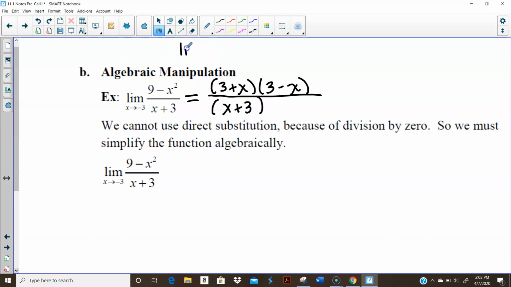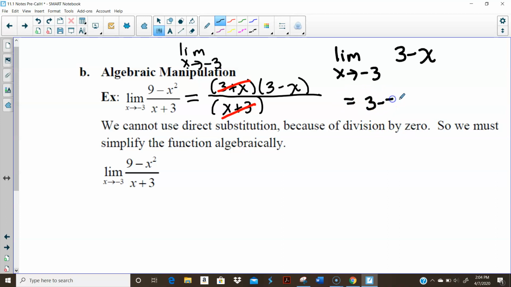And again, this is the limit as x approaches -3. So you can see that the 3 plus x and the x plus 3 are going to cancel. So now we've got the limit as x approaches -3 of 3 subtract x. So we can go ahead and directly substitute at this point. This is going to give us 3 subtract -3, which will equal 6. So the limit of this function is 6.